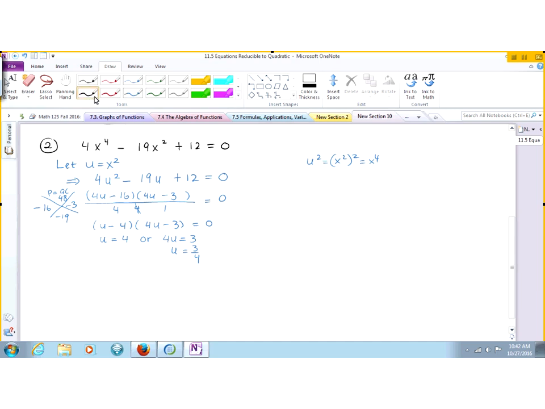All right. Are we done? No. We have to go back to x. So now how do I go back to x? So this is done with the u. Now I'm going back to x. What am I substituting for u here? x squared is equal to 4, or x squared is equal to 3 over 4.